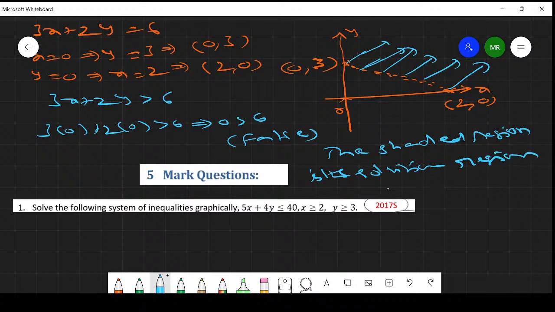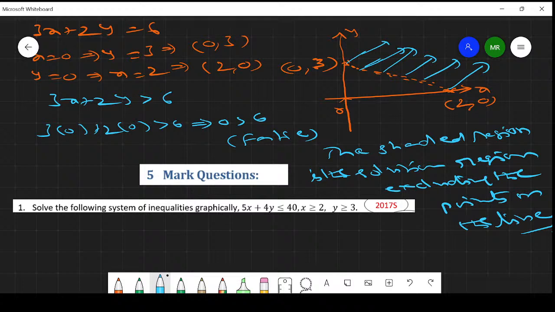Excluding the points on the line. Excluding the points on the line. So that will be our answer.